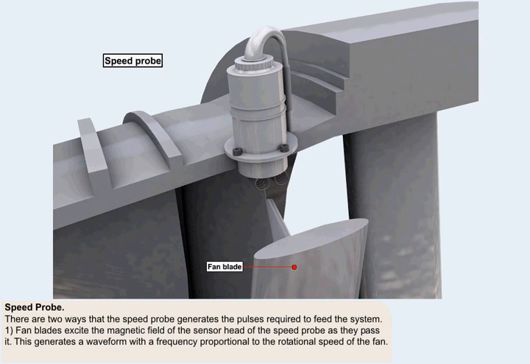There are two ways that the speed probe can generate the pulses required to feed the system. The first method uses the fan blades to excite the magnetic field of the sensor head of the speed probe as they pass it. The excitations generate a waveform which has a frequency proportional to the rotational speed of the fan.